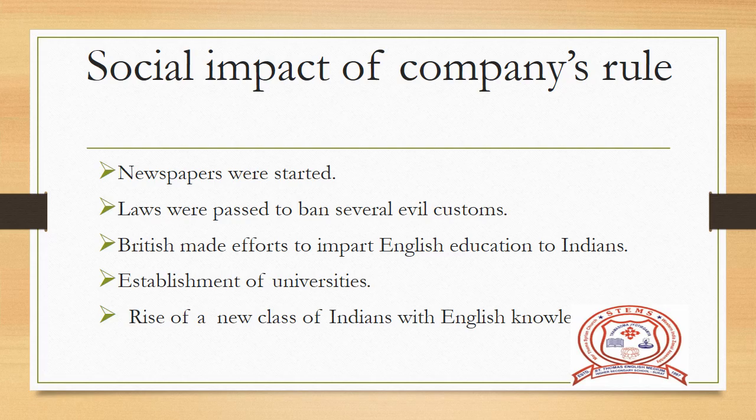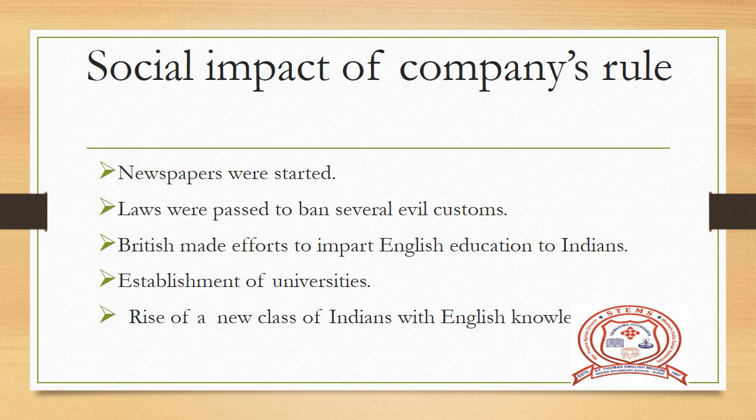So the important social impacts: first, newspapers were started, and laws were passed to ban evil social customs like sati, female infanticide, child marriage, etc. Sati means if the husband died, the wife was forced to jump into the funeral fire of the husband. This evil custom is known as sati.